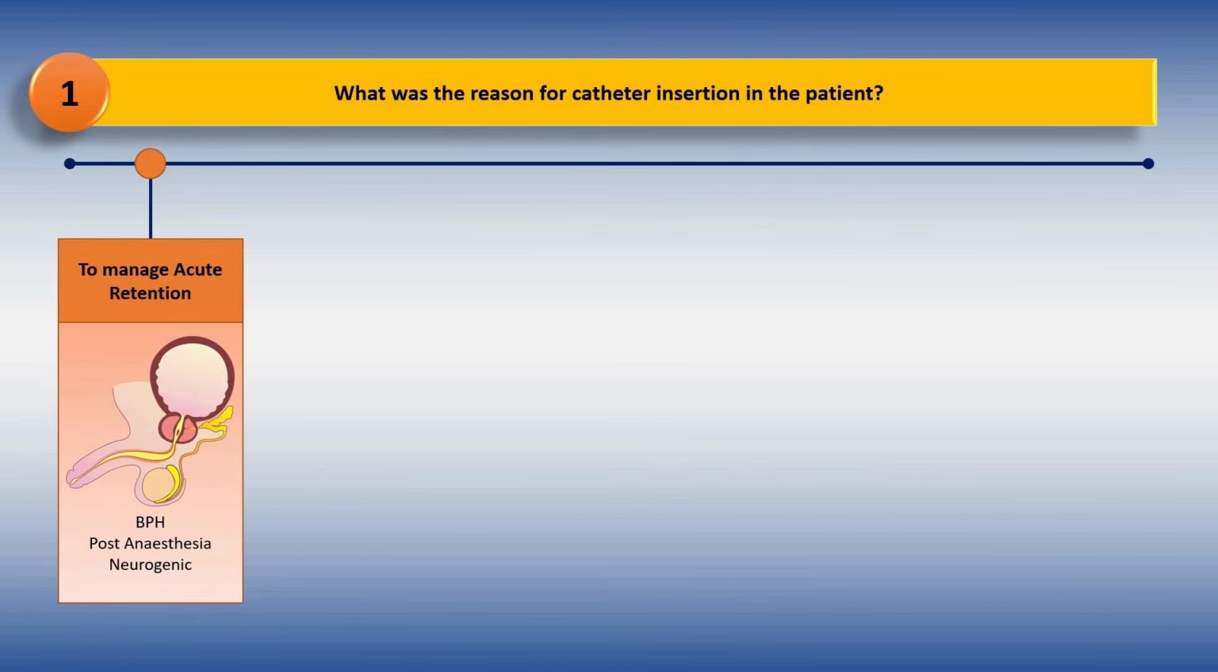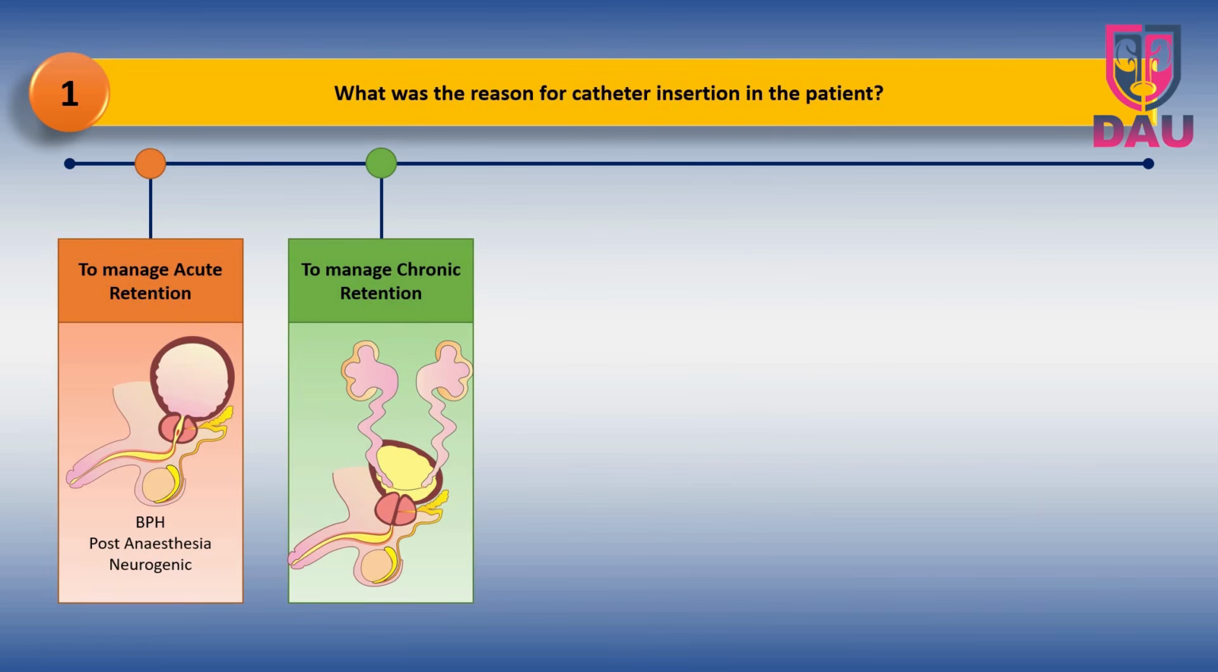The commonest reason to place a catheter is to manage acute urinary retention. If it is BPH related AUR, then the catheter is usually removed after 3 to 5 days. If it is post anesthesia related AUR, the catheter is removed probably within a day or two. But if it is for a neurogenic disease related AUR, then the catheter is kept in for a little longer duration, maybe 2 weeks, 3 weeks, 4 weeks.